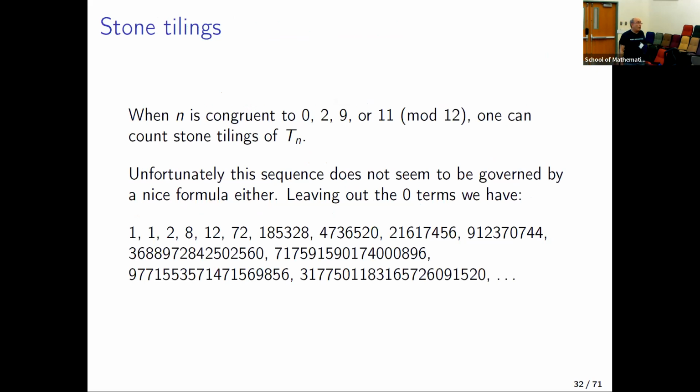So when n is in one of those 4 congruence classes mod 12, you can do the tiling. So you can count them. So here's the sequence showing the number of ways to do it. Again, I've left out the zeros, but again, I don't really see a pattern here. There are large prime factors. OEIS doesn't recognize it. Superseeker doesn't recognize it. So it's not clear what to do with this problem.